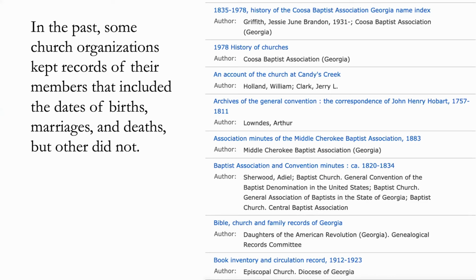In the past, some church organizations kept records of their members that included the dates of birth, marriages, and deaths, and others did not. My particular ancestors in Rhode Island belonged to what was called a Seventh-day Baptist church. A very interesting sect. And you would think that, well, this is something that they had back in the old days.